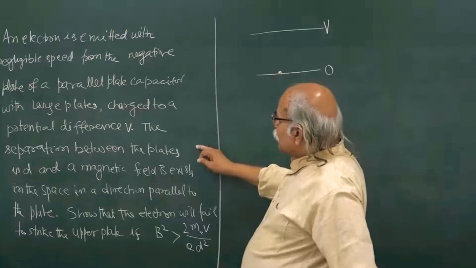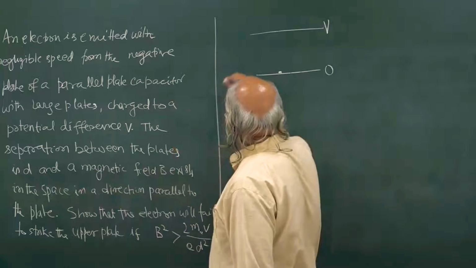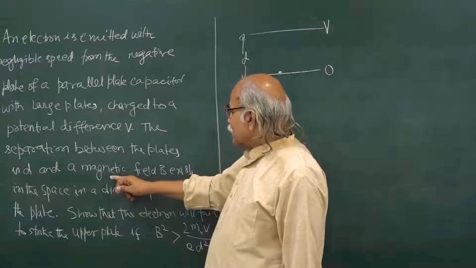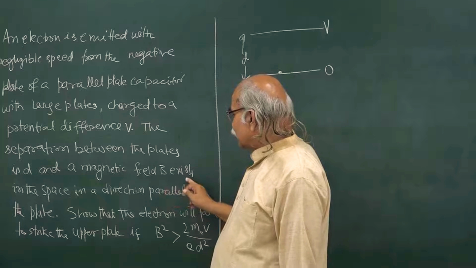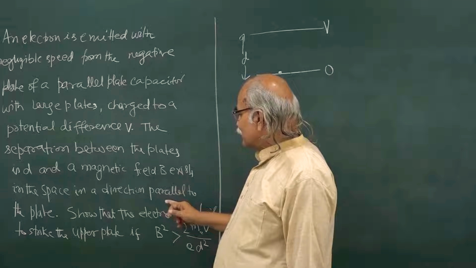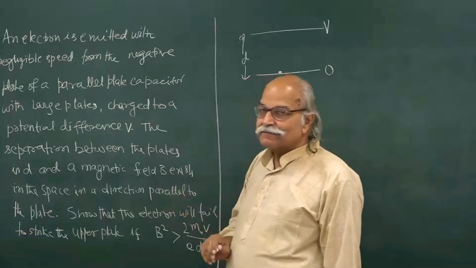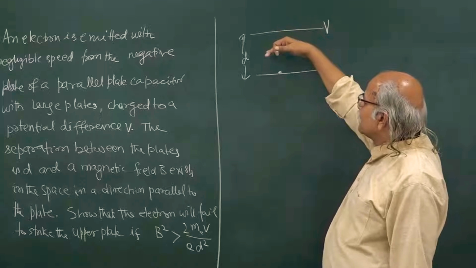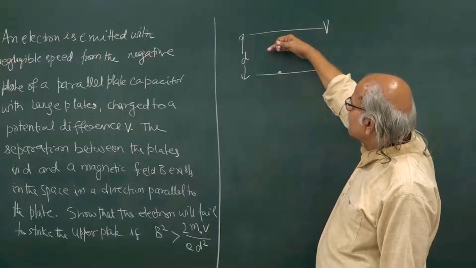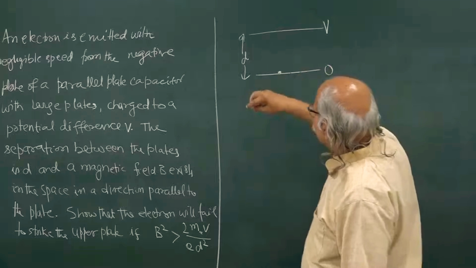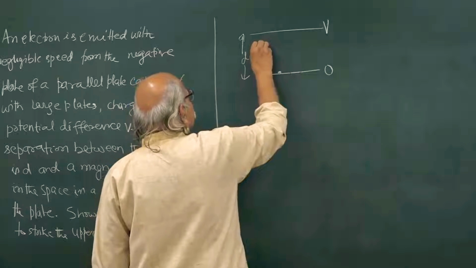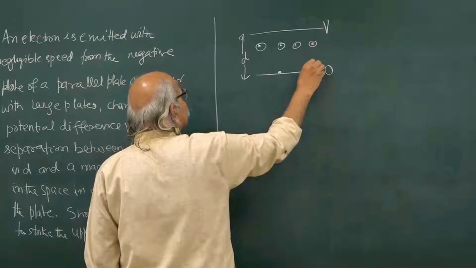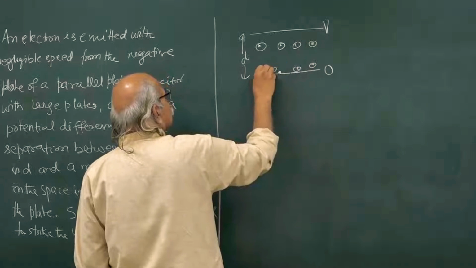Then the separation between the plates is d, and a magnetic field B exists in the space in a direction parallel to the plates. So, here are the plates and parallel to that a magnetic field exists. So, we take this coming out as the magnetic field, and therefore, we draw this figure for B. So, magnetic field exists parallel to the plates.